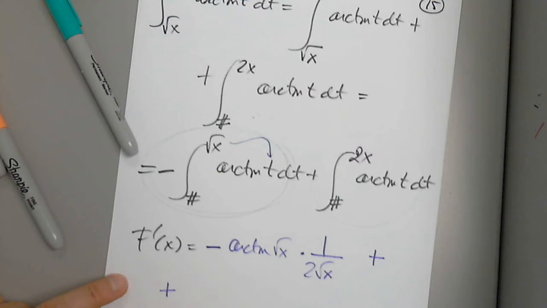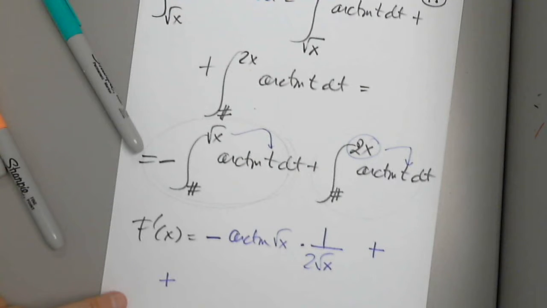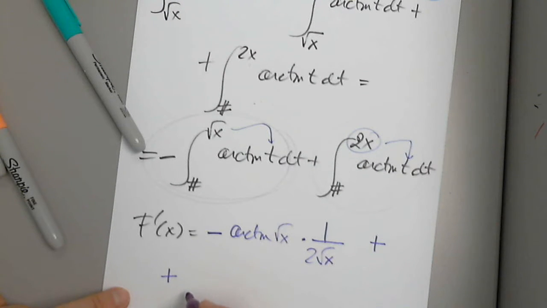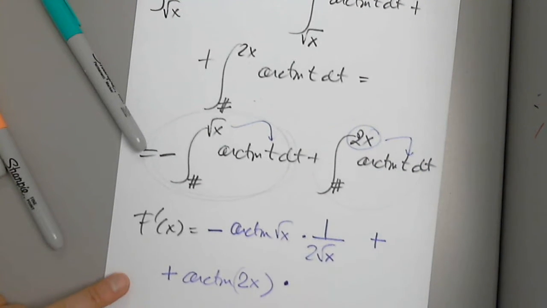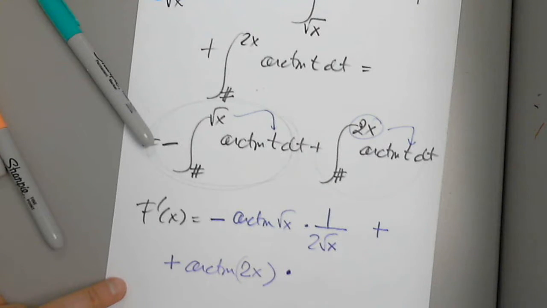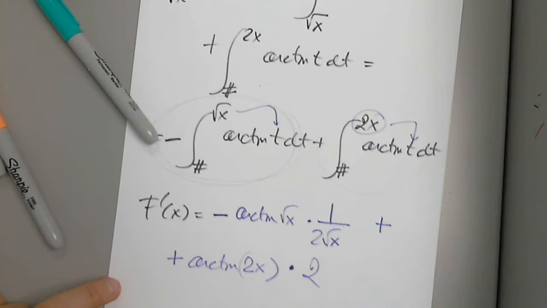plus, very good, arctangent of 2x, I have to put the argument in, multiplied by exactly, the derivative of 2x. That's it. This is it.